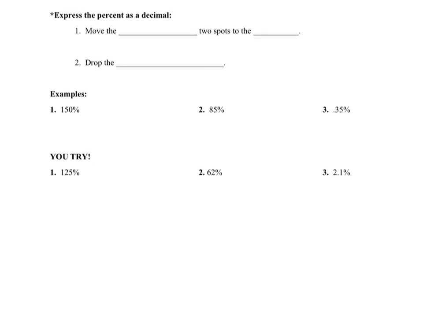Next, let's discuss expressing a percent as a decimal. We have 2 steps. Step 1, move the decimal 2 spots to the left. Step 2, drop the percent sign. So step 2, we're going to drop the percent sign.